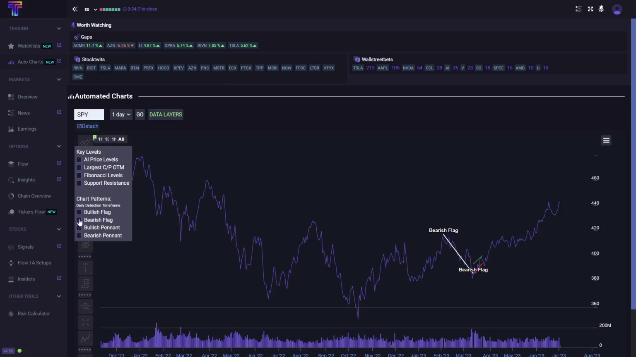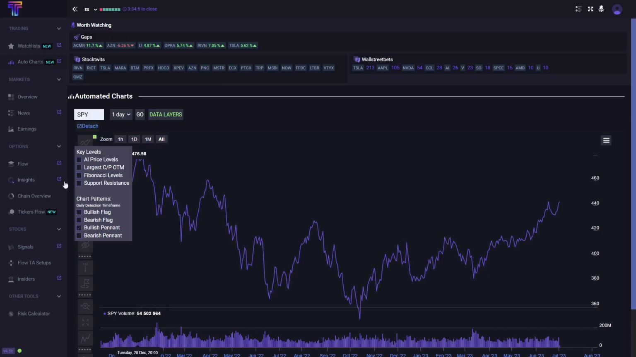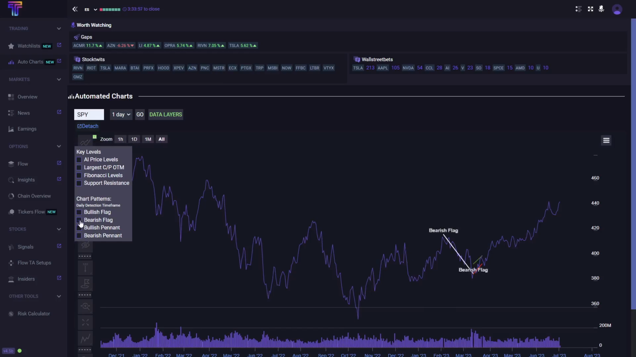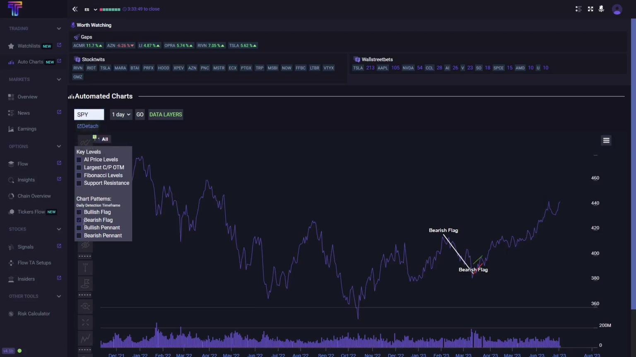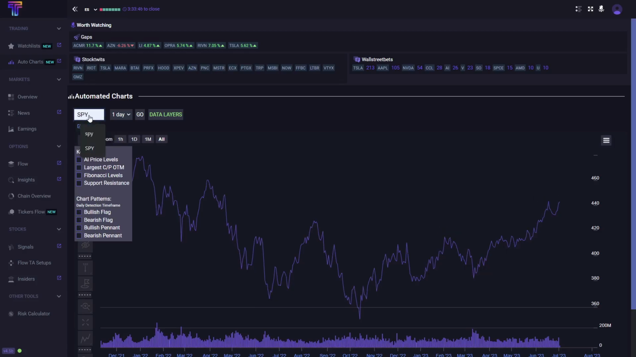Let's look at bullish pennant and see if anything populates. We don't see any bullish pennants populating. What about bearish pennants? We don't see any bearish pennants either. So in this case, we had a false bear flag and we had a true bull flag. But let's see how this works with a different stock.